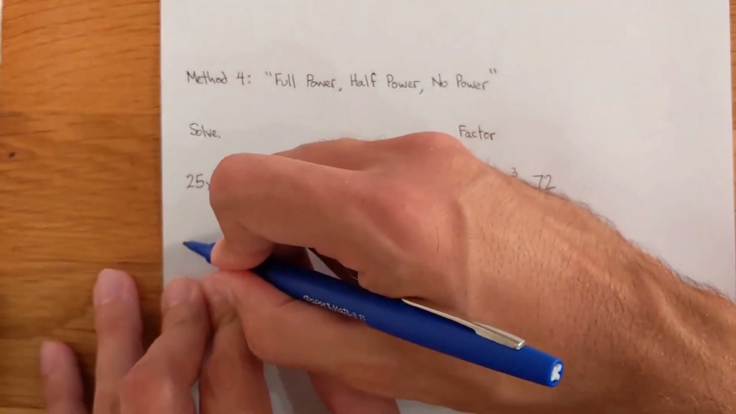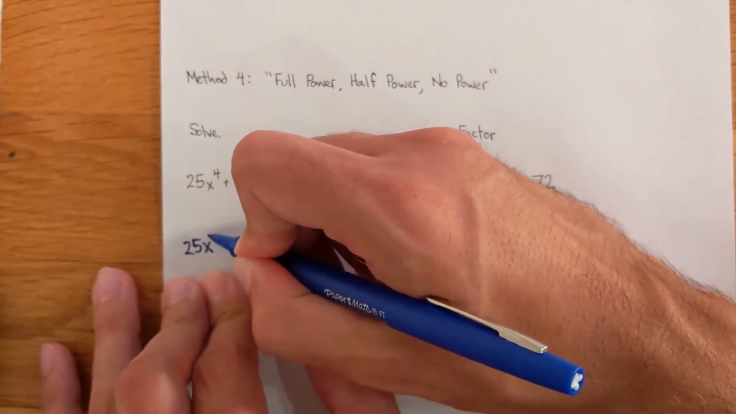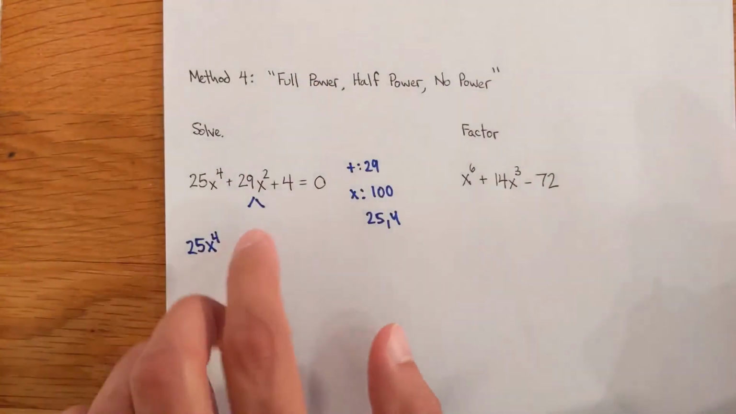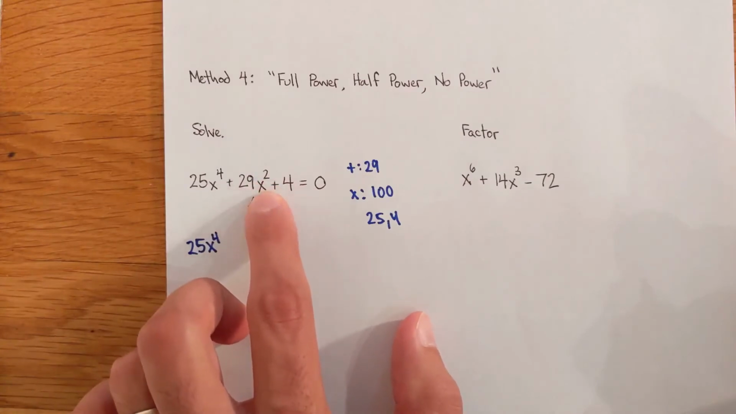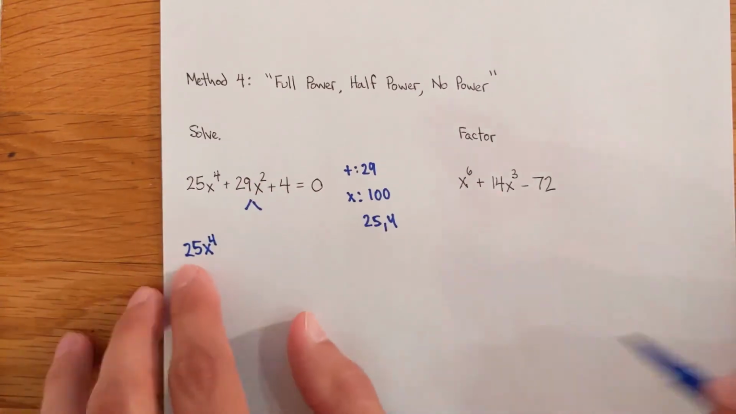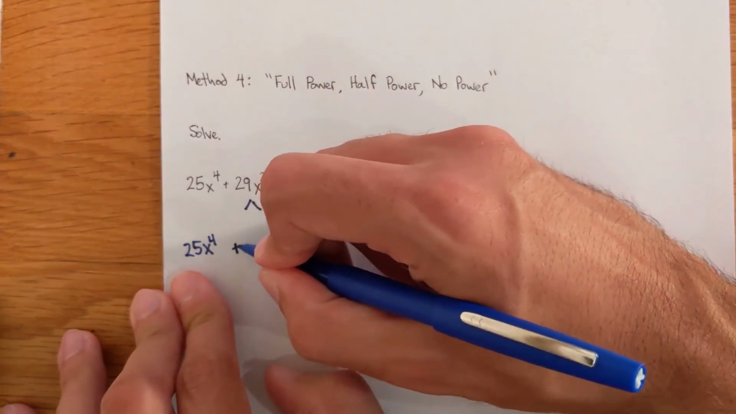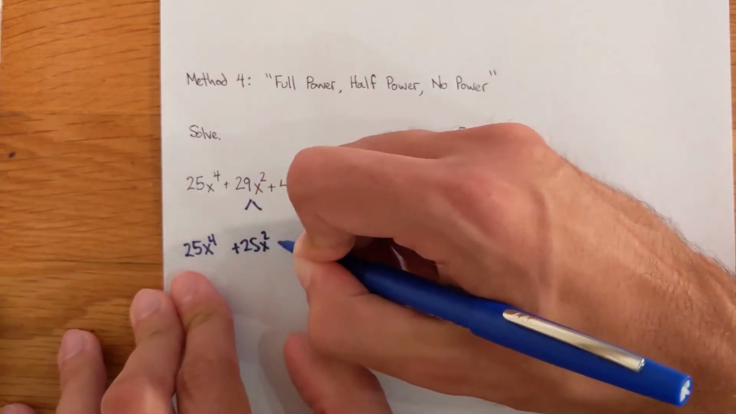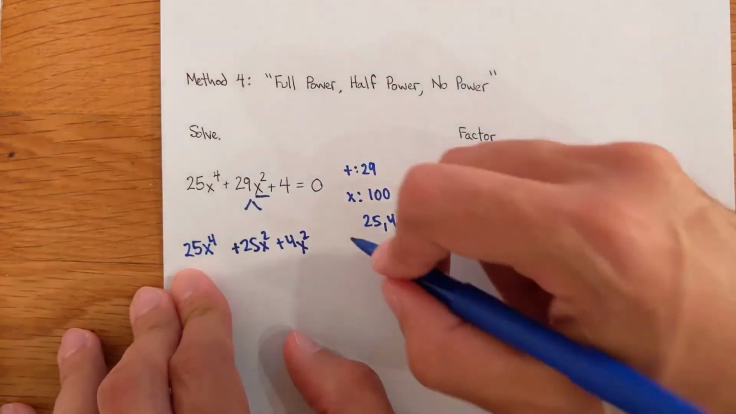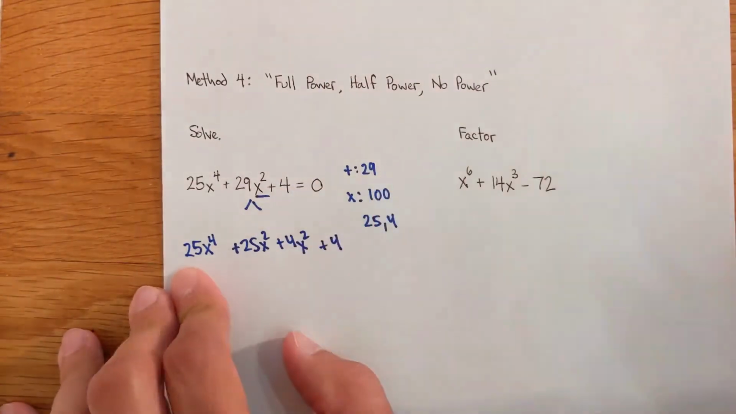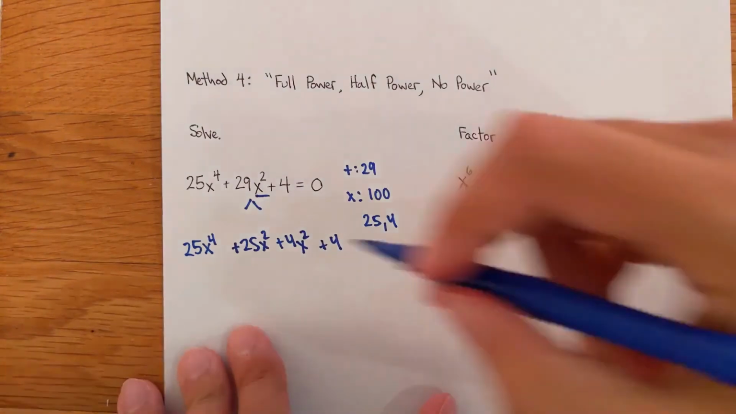The only difference is here. When you're writing this out, that's obviously still a 4th power. And when you split up the middle guy, it's going to keep whatever this variable is. So instead of 25x, 4x, it's going to go 25x squared, 4x squared. So you just mimic whatever variable is right there, and then plus 4. So now I'm just doing regular factoring stuff.